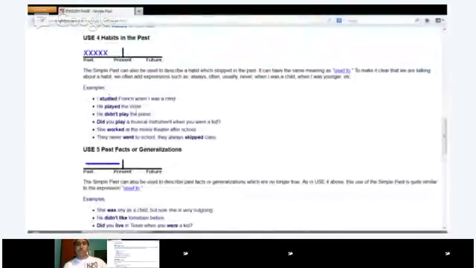The simple past can also be used to describe a habit which stopped in the past. It can have the same meaning as used to, to make it clear that we are talking about a habit. We often add expressions such as always, often, usually, never, when I was a child, when I was younger, etc. Examples. I studied.